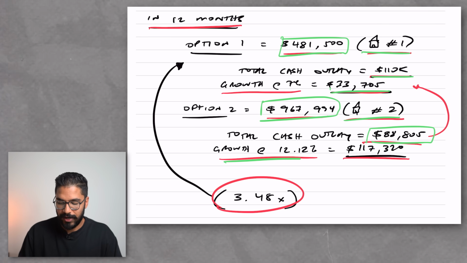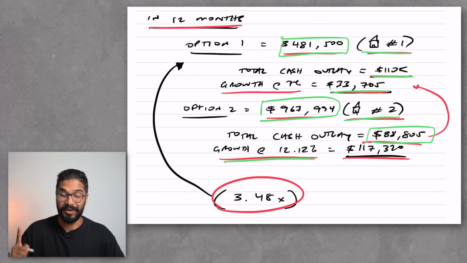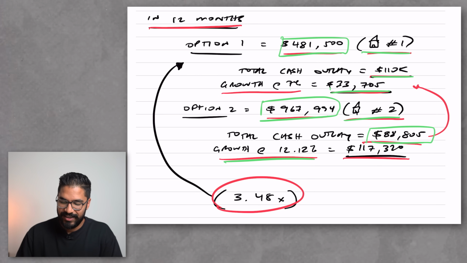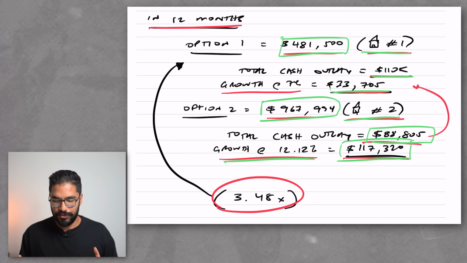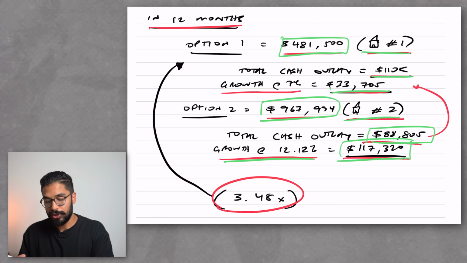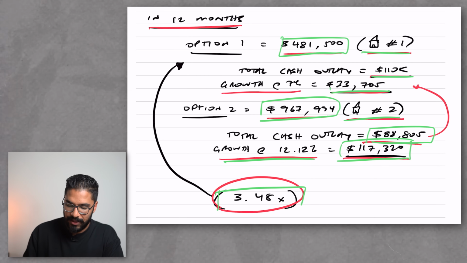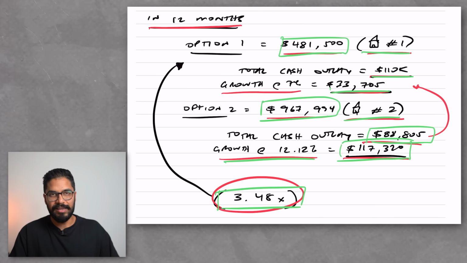And if you've got a growth rate of about 12%, which is what we averaged while the market was going down and rates were going up at Search Property, then you would be looking at $117,320 as the return. So if you compare option 1, which is what most people will do, versus option 2, you're getting a 3.48x, so almost 3.5 times greater return than most people.